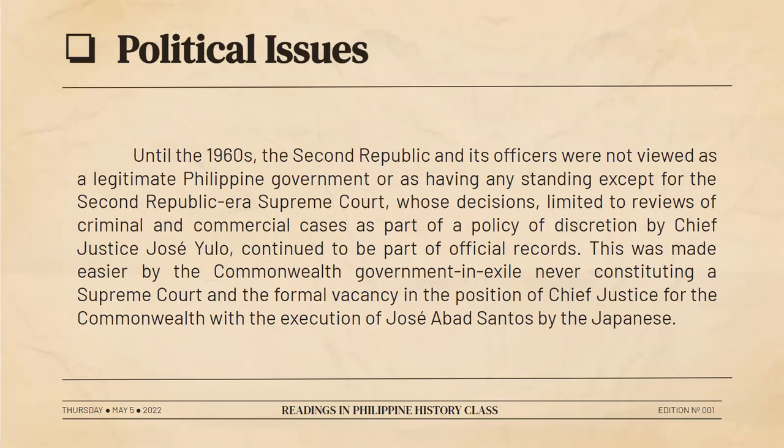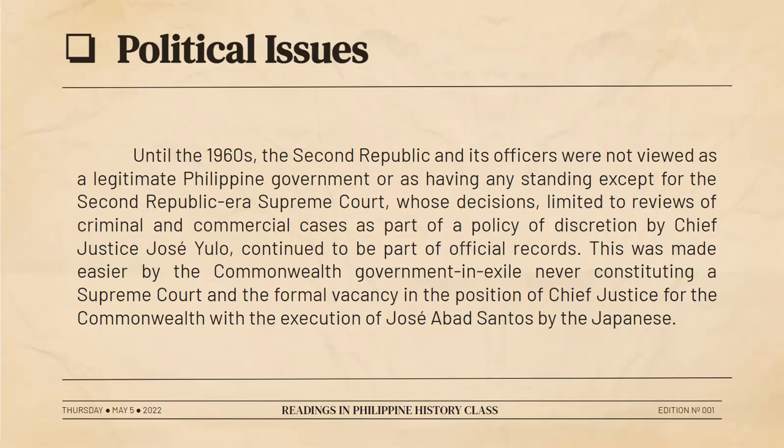This was made easier by the Commonwealth government in exile never constituting a Supreme Court, and the formal vacancy in the position of Chief Justice for the Commonwealth with the execution of Jose Abad Santos by the Japanese.